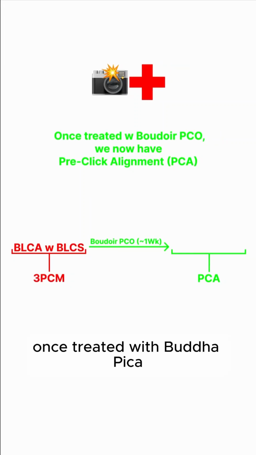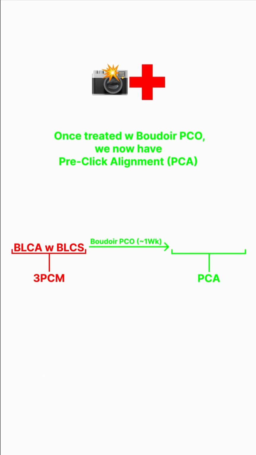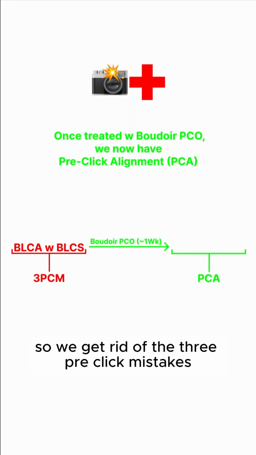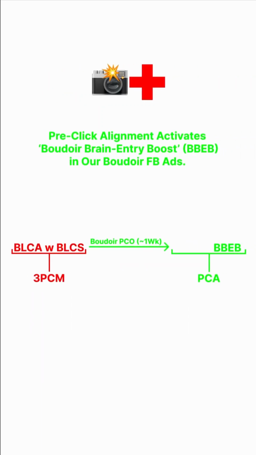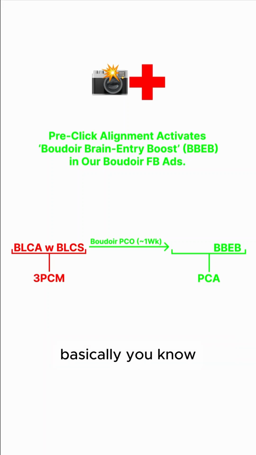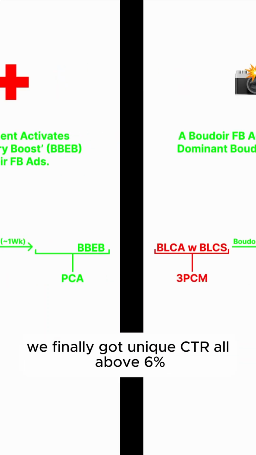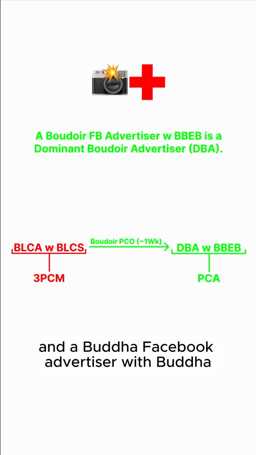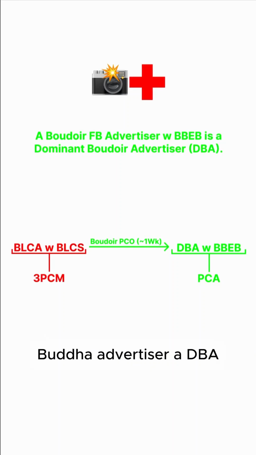Once treated with boudoir Pico, we now have pre-click alignment, PCA. So we get rid of the 3 pre-click mistakes, we achieve pre-click alignment. That's what we're looking for. And pre-click alignment activates boudoir brain entry boost in our boudoir Facebook ads. Basically, we finally got unique CTR all above 6%. And a boudoir Facebook advertiser with boudoir brain entry boost is a dominant boudoir advertiser, a DBA.